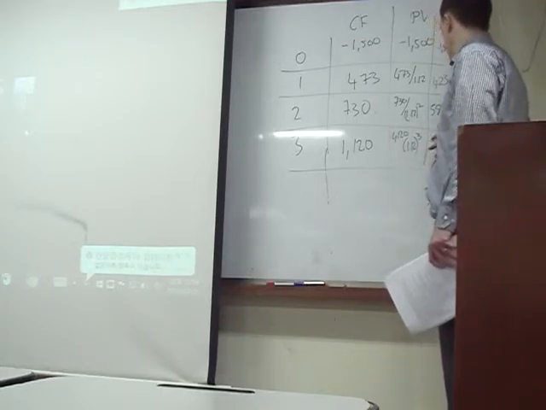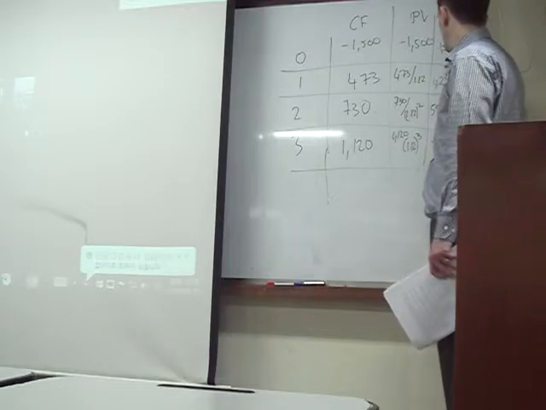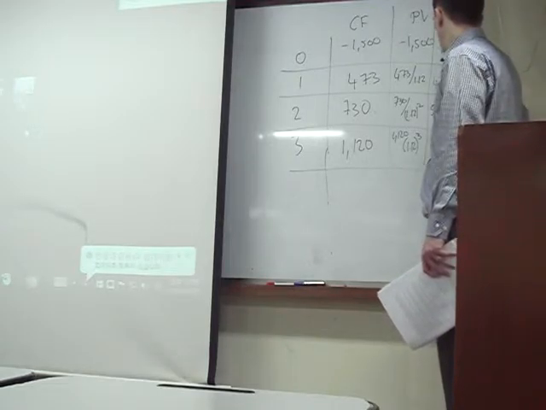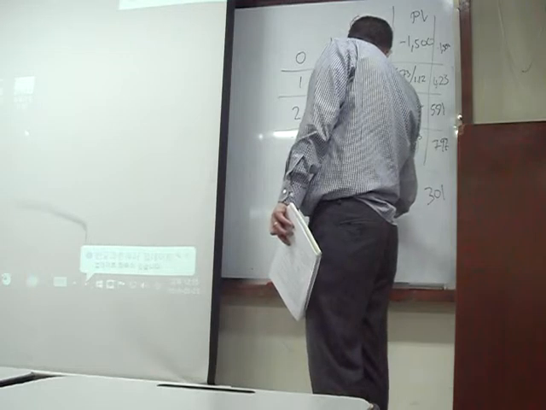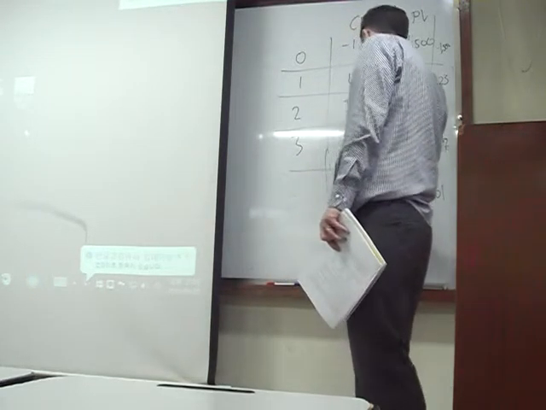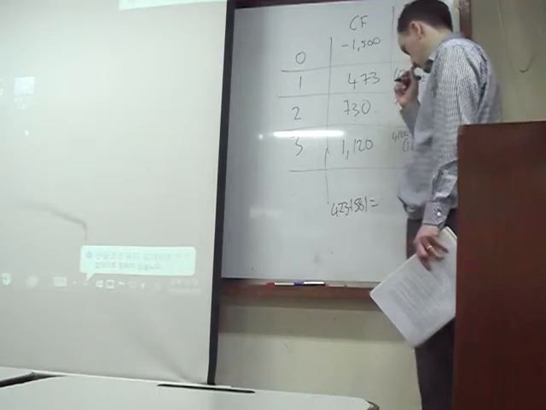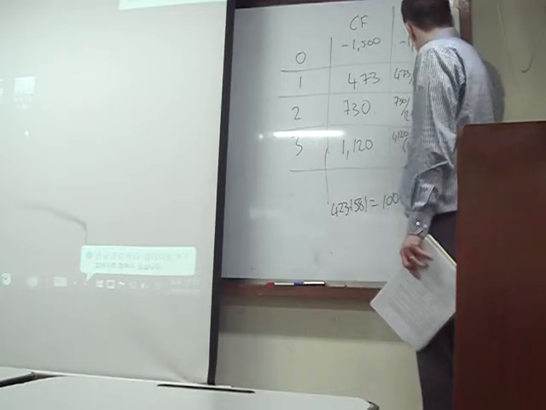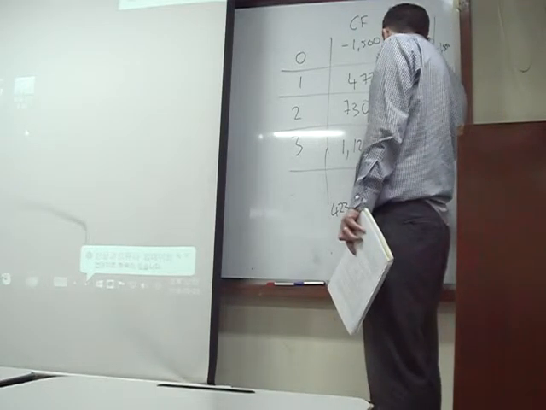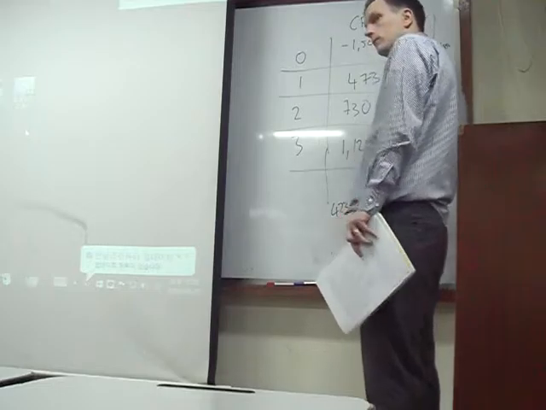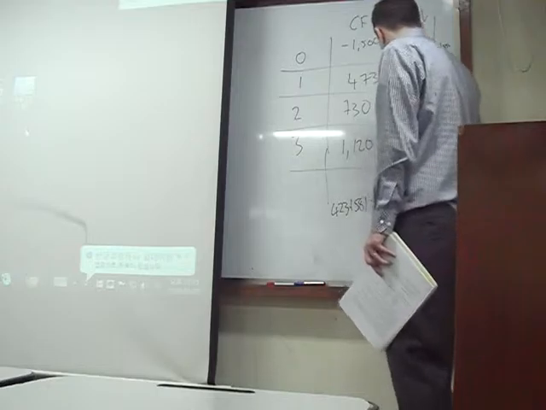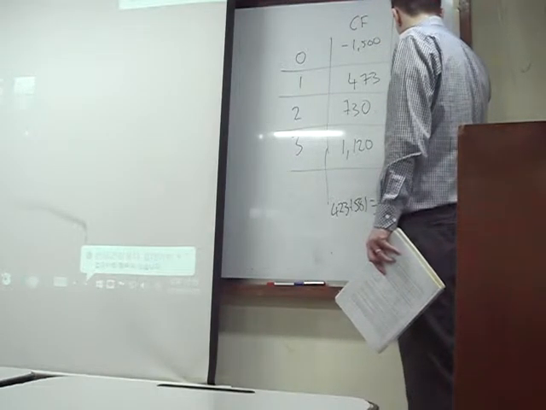So we can make 1,000. We make 1,500, then 423, 581. So 423 plus 581 is 1,004. And then 1,500 minus 1,004 leaves us with 496, right? And then we have here 797.